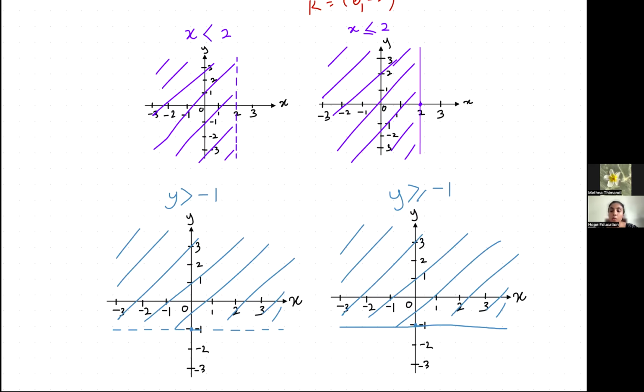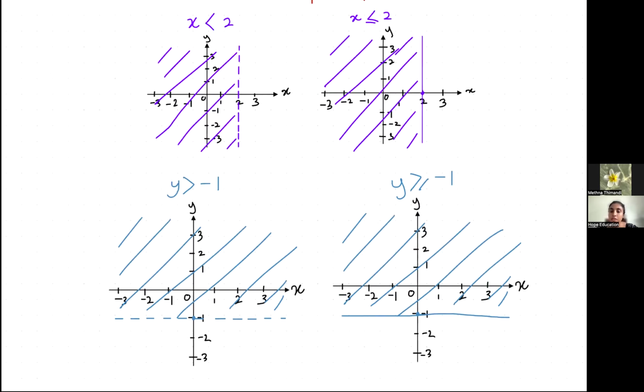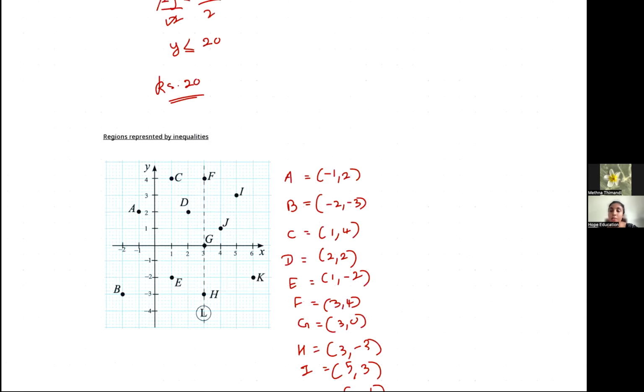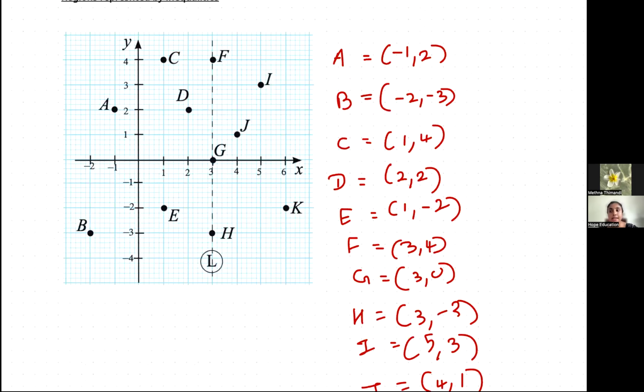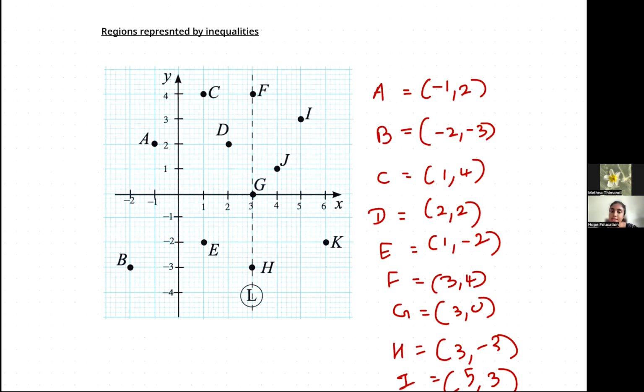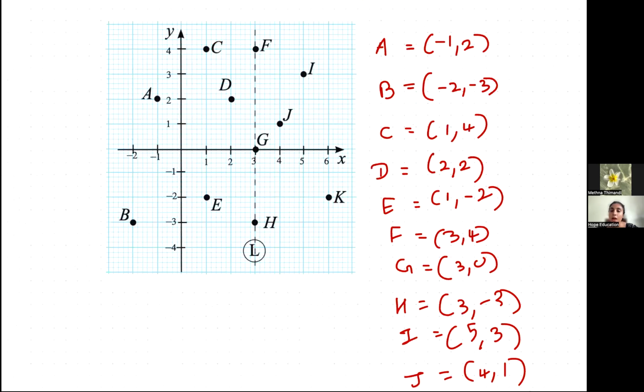Okay. Now, here we found some coordinates on this Cartesian plane. If I give a region and say write the points that belong to this region, you should be able to write which points belong to that region.